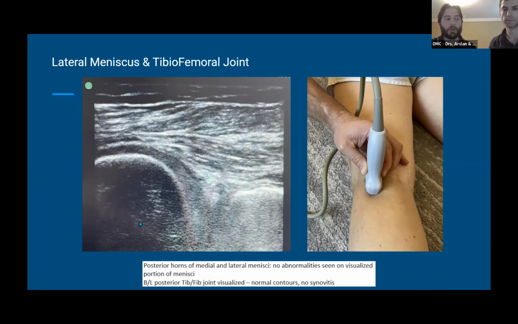And on our patient, we visualize both horns of the medial and lateral meniscus with no abnormalities visualized. We also didn't visualize any abnormalities with the bilateral tib-fib joint with normal contours and no evidence of synovitis. Given the deep positioning of the meniscus and the obscuring nature of bone on ultrasound, ultrasound evaluation may not be the optimal imaging modality for visualizing the meniscus, but it can be important and useful in identifying certain pathologies.